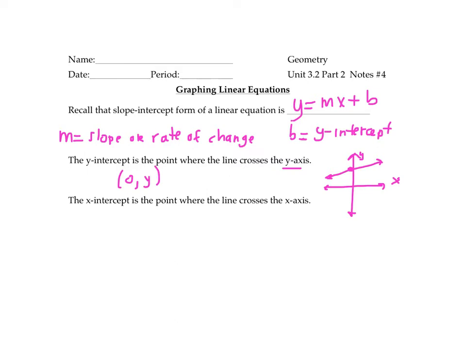The x-intercept is the point where the line would cross the x-axis. So if we had another line coming in here, and it crossed the x-axis at that point, that would be the x-intercept. So it would be x, comma, 0. So to find the y-intercept, you let x equal 0. To find the x-intercept, you do the opposite. You let y equal 0.